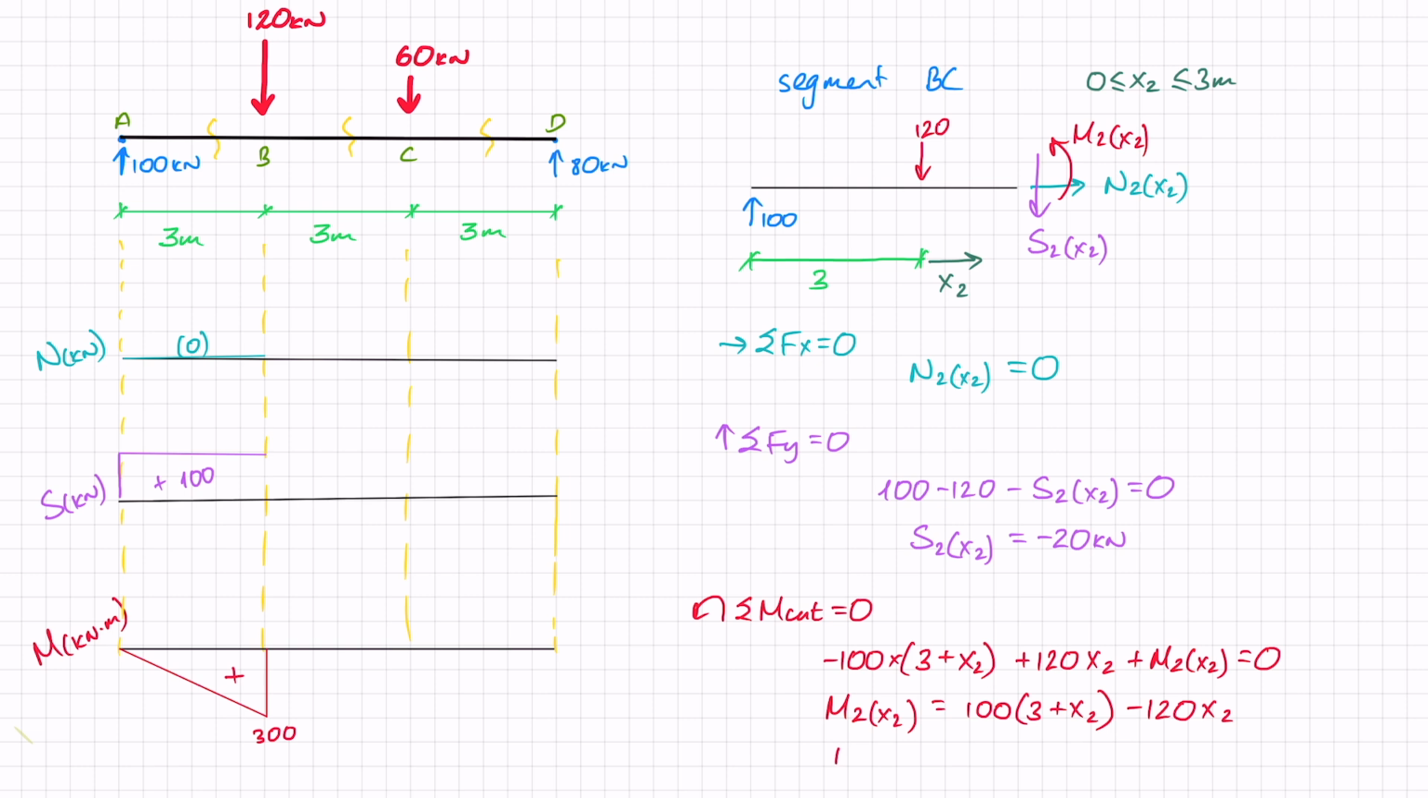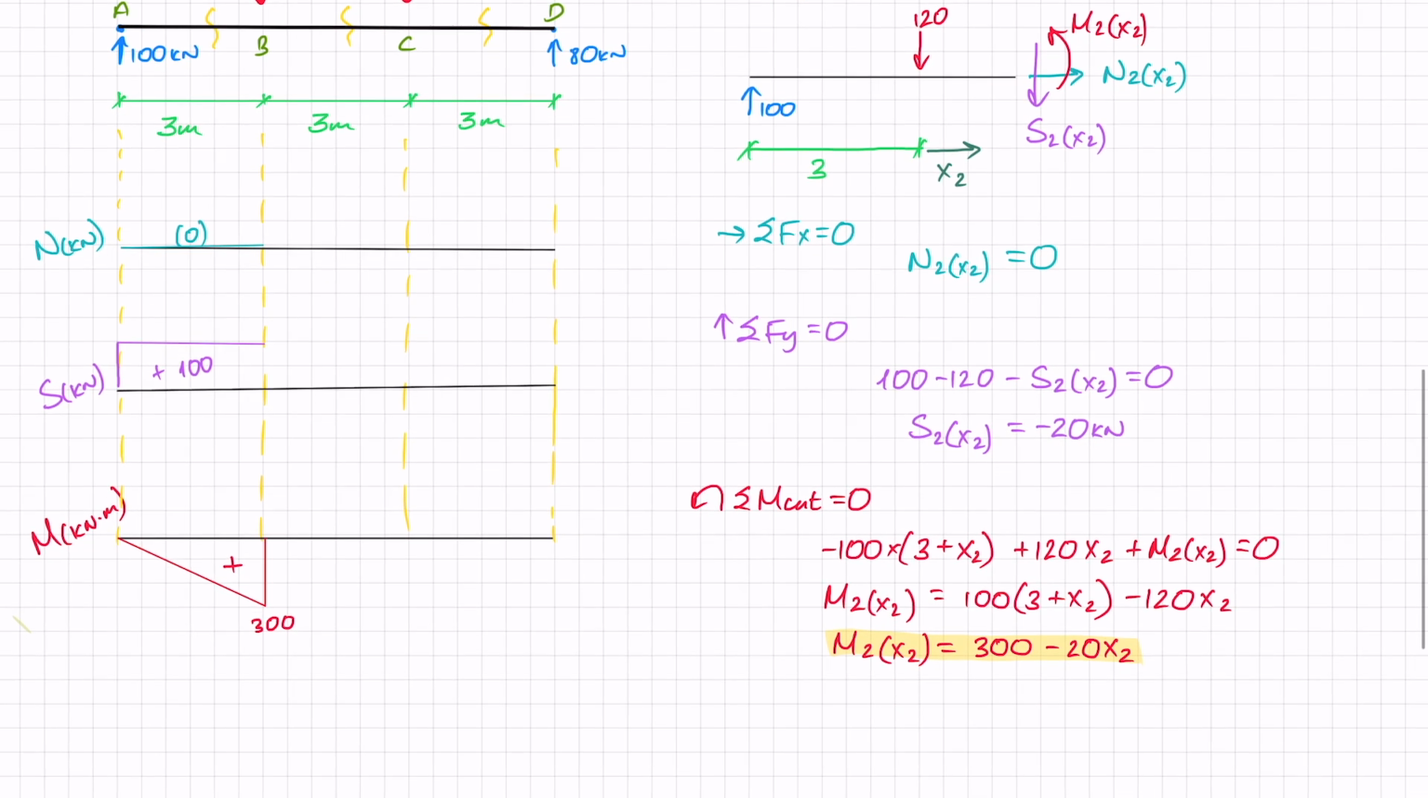And just to make this nice and easy, I can open the brackets. So I've got 300, and then I've got plus 100 times x2 minus 120 x2, so that works out as 300 minus 20 x2. Okay, and that is my equation for moment.